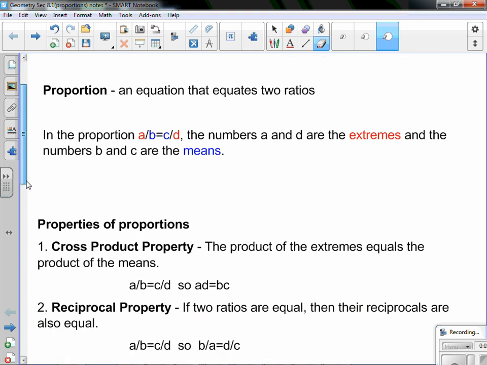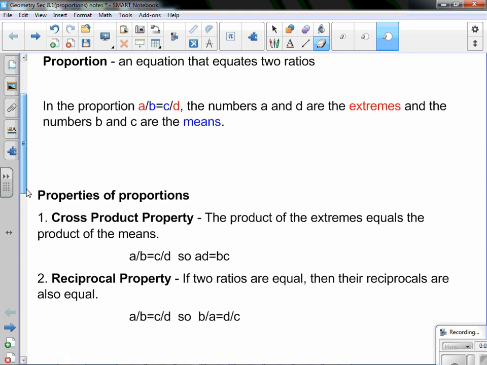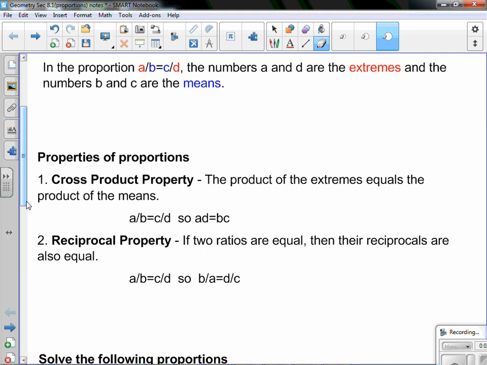And then along with proportions, we've got two properties that go along with those. The one that is used most often whenever we deal with proportions is the cross product property, which says the product of the extremes equals the product of the means. So when we have A over B equals C over D, then if we use the cross product property, or in most cases you'll hear it called cross multiplying, then the A times D on the diagonal is going to be equal to B times C on the other diagonal.